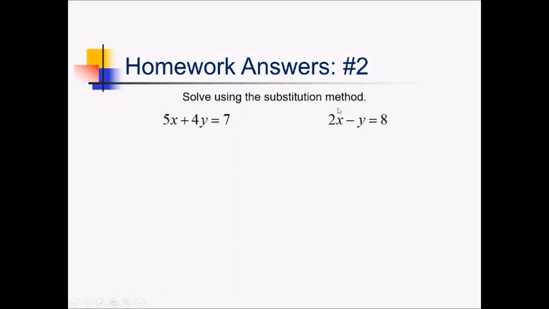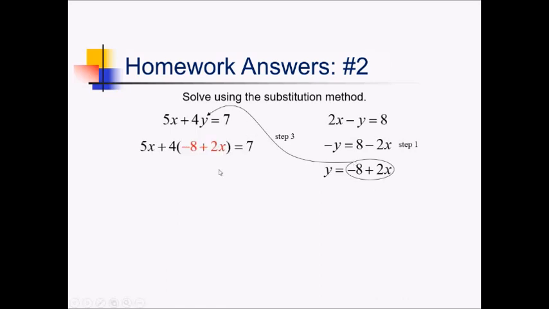So I'll start by subtracting 2x from both sides. So we have negative y equals 8 minus 2x. So that's my first step there. And then I still need to get a positive y. So let me just multiply everything in this equation by negative 1. So I'll have y equals negative 8 plus 2x. And now wherever I see y, I can replace it with negative 8 plus 2x. That would be helpful over in this first equation. So let me plug in negative 8 plus 2x for the y right here. So this is 5x plus 4 times parentheses, negative 8 plus 2x equals 7.